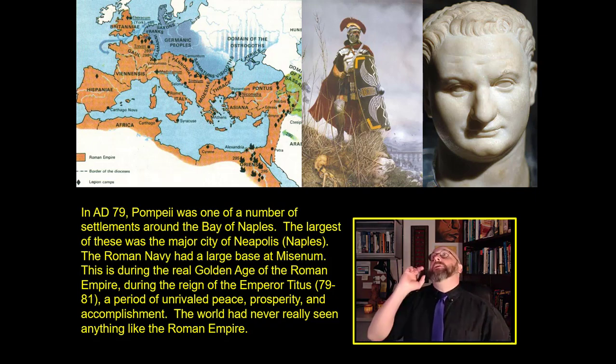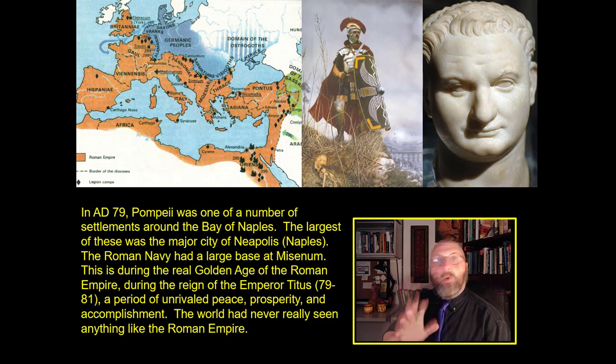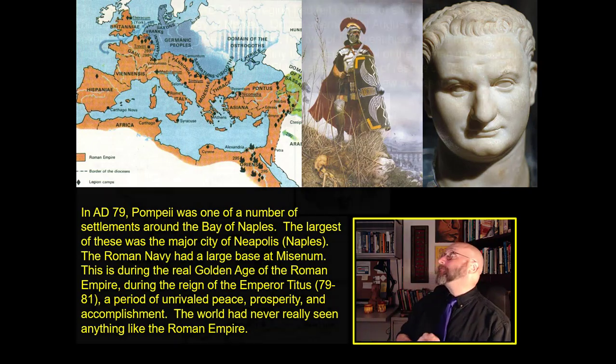During the reign of the Emperor Titus, that's him right up there. Titus was one of the sons of Vespasian, and we've met Vespasian because he's the guy that pardoned Flavius Josephus. And the 1st century AD, this is the golden age of the Roman Empire, a period of unrivaled peace, unrivaled prosperity, unrivaled accomplishment. The world had never really seen anything like the Roman Empire.